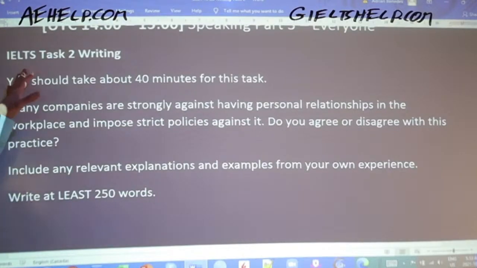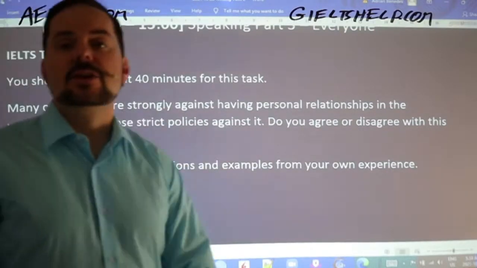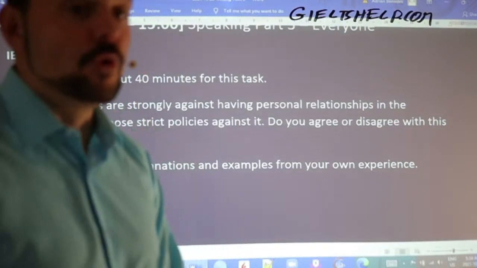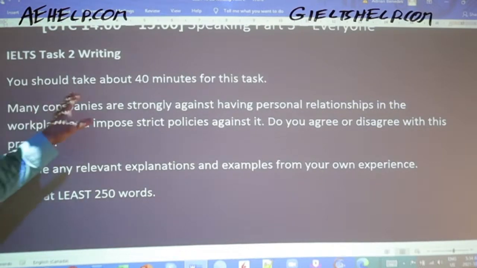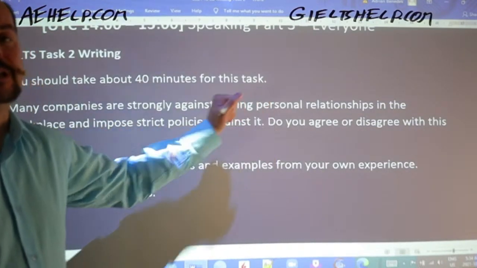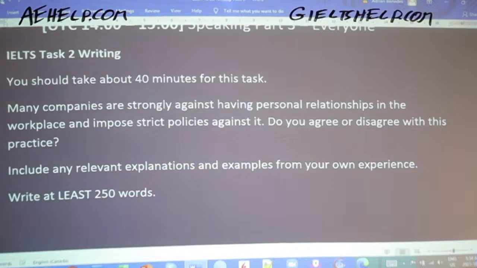All right, let's get into our IELTS Task 2 writing question for today. Here we go. You should take about 40 minutes on this task. Definitely take 40 minutes. It's worth the majority of your writing section mark.